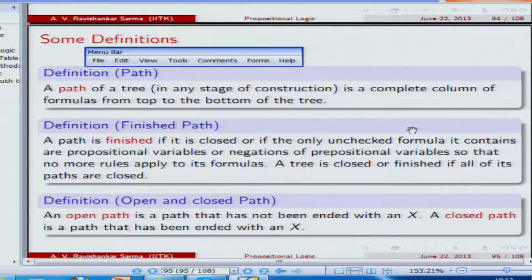So we are defining what we mean by closed path and open path. Whenever you don't come across the mark X, it is considered to be an open path. Whenever you come across a mark X, that means there is conflicting information, and you mark it with X. So these are some of the definitions that we will be using.